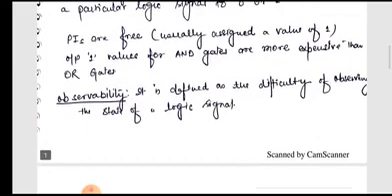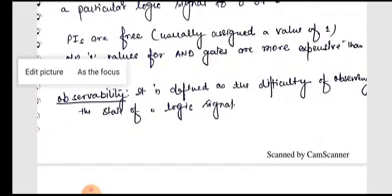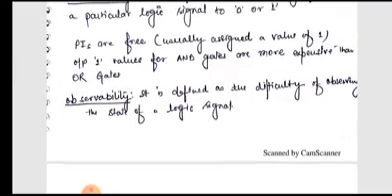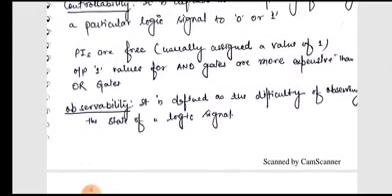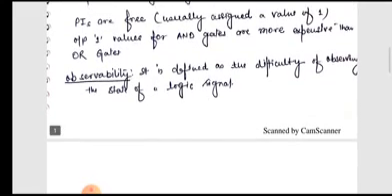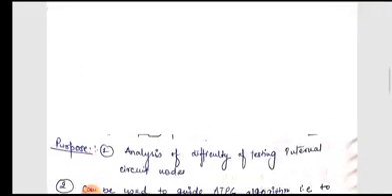And further, observability is defined as the difficulty of observing the state of the logic signal. We are not controlling that particular location, and we are observing whether it is 0 or 1. If it is 1 but we observe 0, or it is 0 and we observe 1, that is the difficulty of observing the state of the logic signal, and we can say that this is observability.